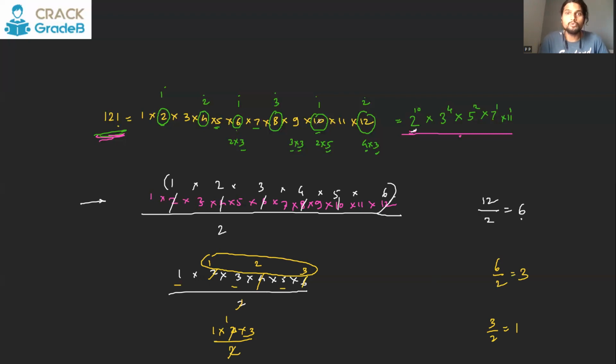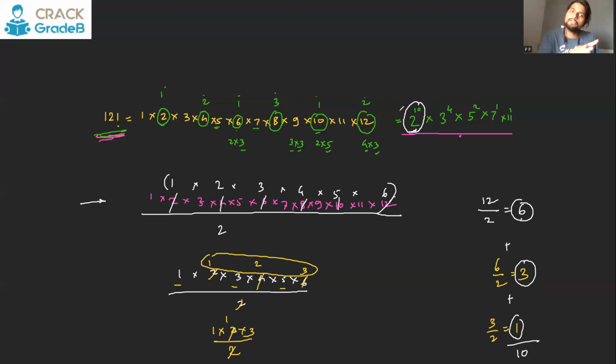So the total number of 2s: in the first round, we found there are total 6 multiples of 2. In those 6 multiples, there will be 3 more multiples of 2. And in these 3 multiples, there will be one more multiple of 2. And hence there are 6 plus 3 plus 1, a total of 10 multiples of 2. And hence the power of 2 is 10.